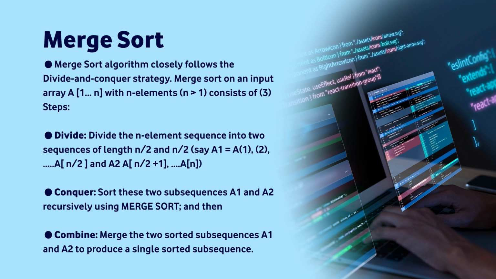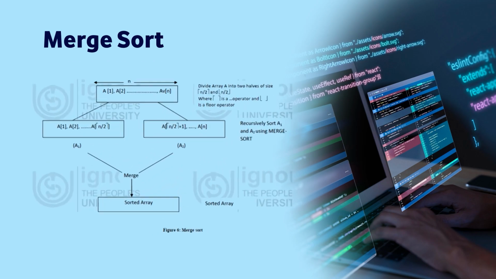Whenever there is a conquer, it means that you have to recursively call a function. Recursion is when the function calls itself again and again. In this step, you sort these two subsequences a1 and a2 recursively using the merge sort algorithm, and then in the end you combine them. Merge the two sorted subsequences to produce a single sorted subsequence. I will discuss this more.